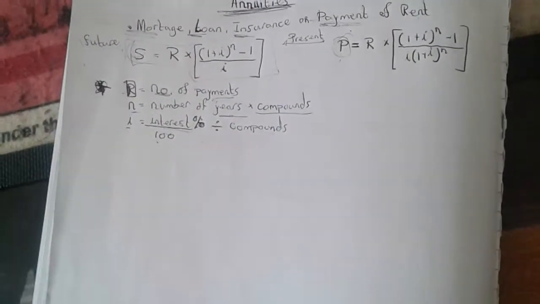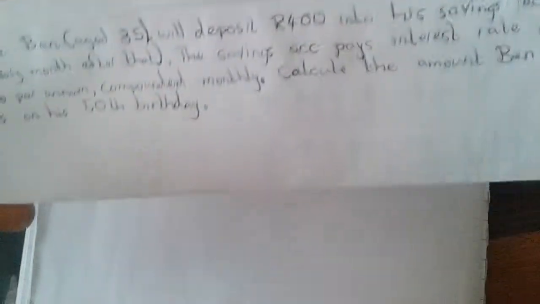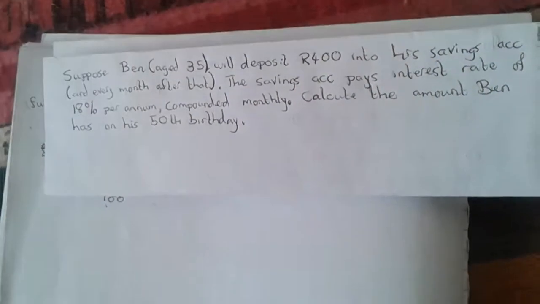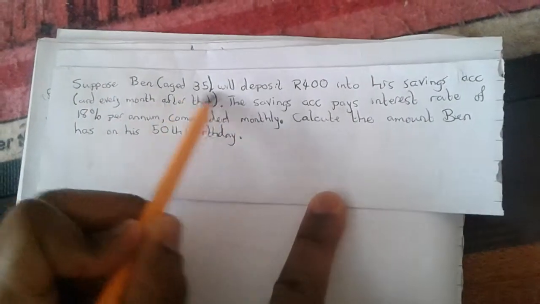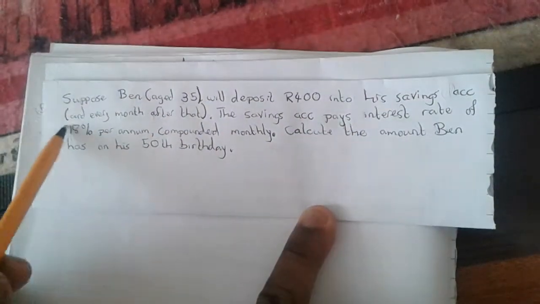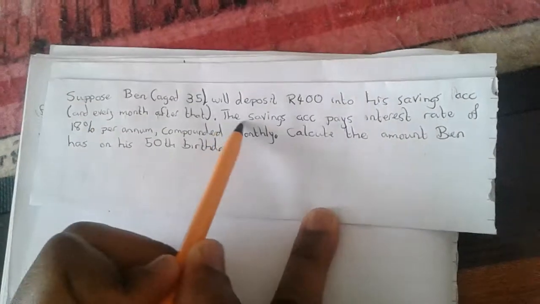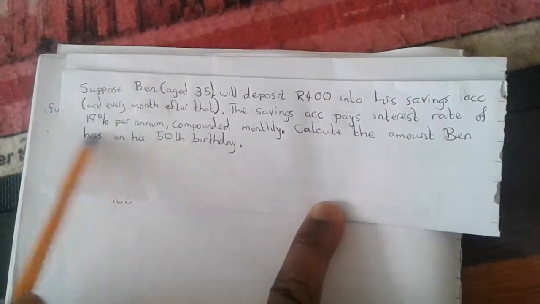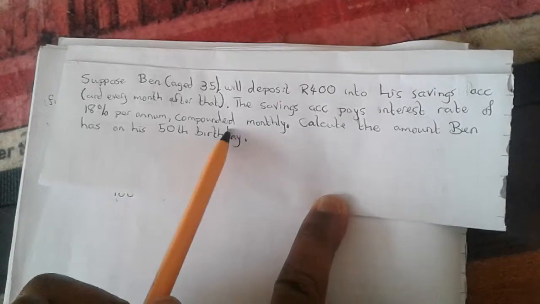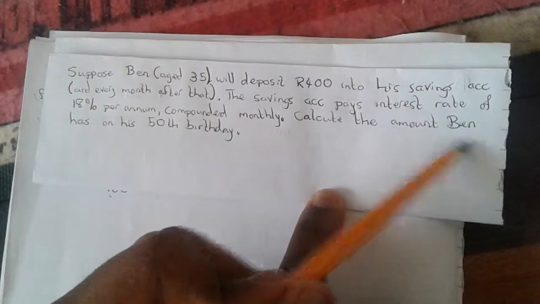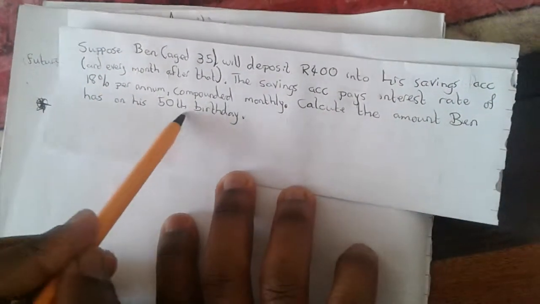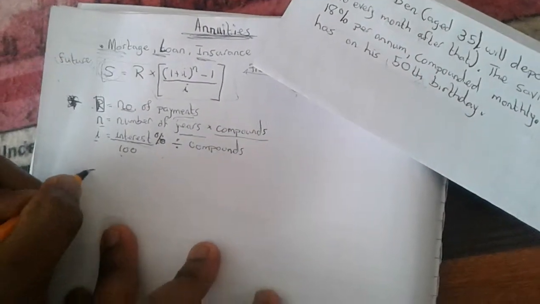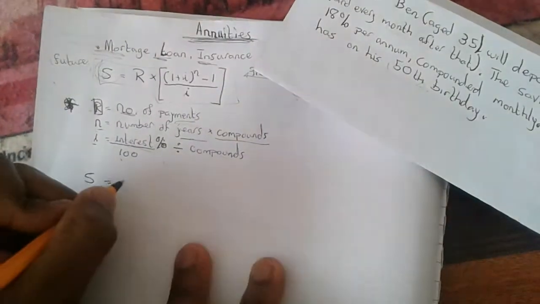Now you are going to go straight into the question. This is from one of my learners on the group chats. It says, suppose Ben, aged 35, will deposit 400 into his savings account every month, and the savings account pays the interest rate of 18% per annum, which is compounded monthly. Calculate the amount Ben has on his 50th birthday. As you can see, on his 50th birthday, we are talking about the future value. So we are going to use the future value formula.